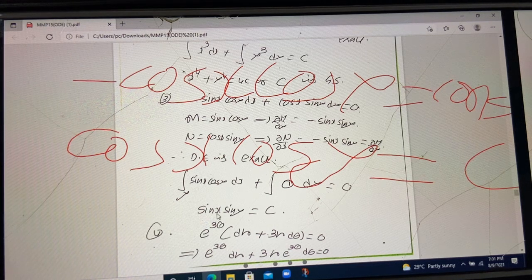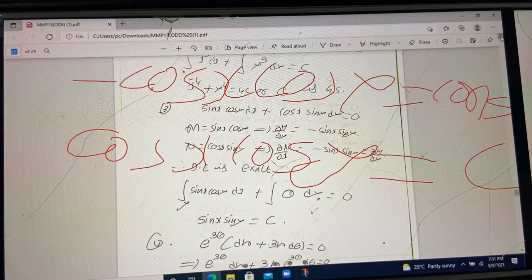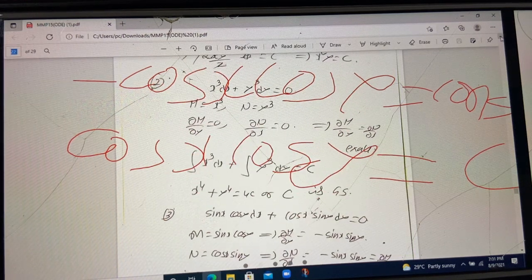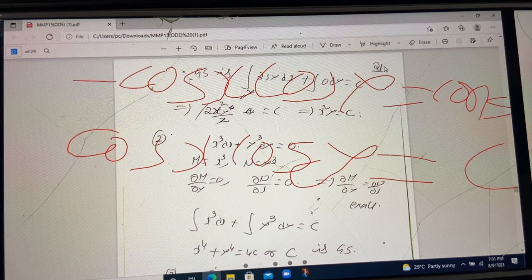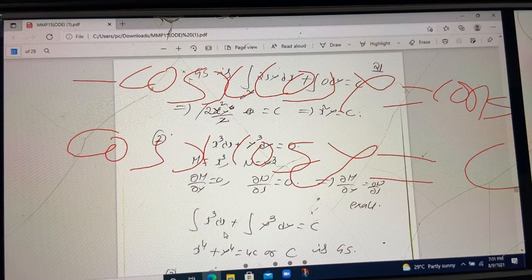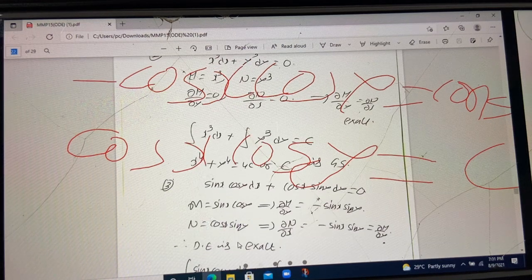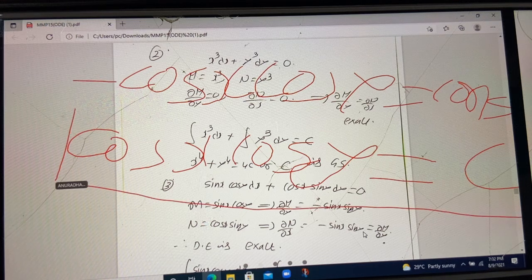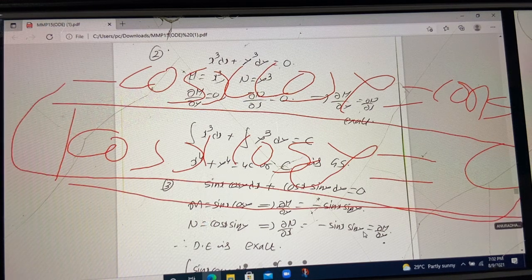So instead of sin x sin y, please correct it. Please note the page number when you are taking down notes. On page number 21, answer for question number 3, note down the answer. The answer is cos x cos y equal to constant.